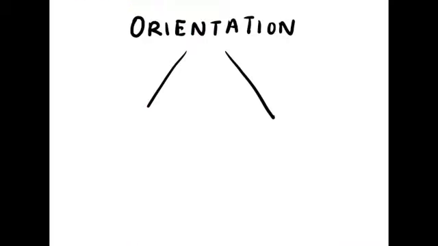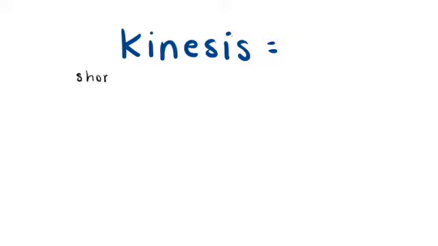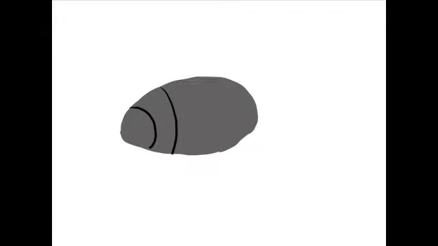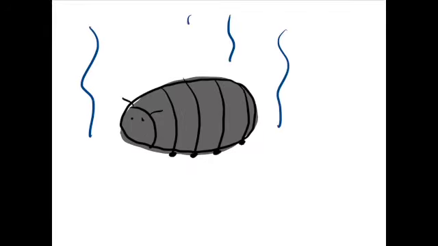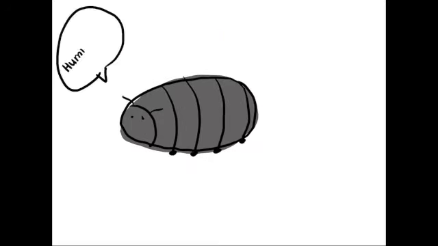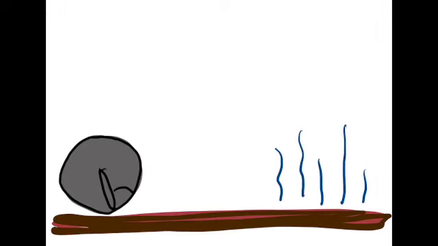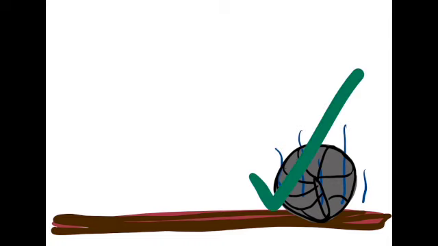There are two types of orientation, kinesis and taxis. Kinesis is a short-range and undirected movement in response to a stimulus. For example, roly-poly bugs require a humid environment to survive. However, they cannot sense humidity. Therefore, these isopods randomly move around in their environment, hoping to find a moist spot.